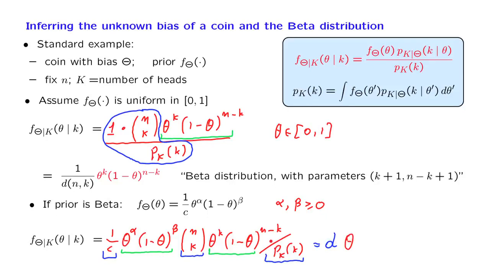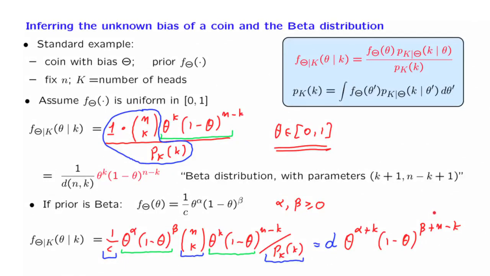We have theta to the power alpha plus k, and then 1 minus theta to the power of beta plus n minus k. And once more, this is the form of the posterior for thetas belonging to this range. The posterior is 0 outside this range.